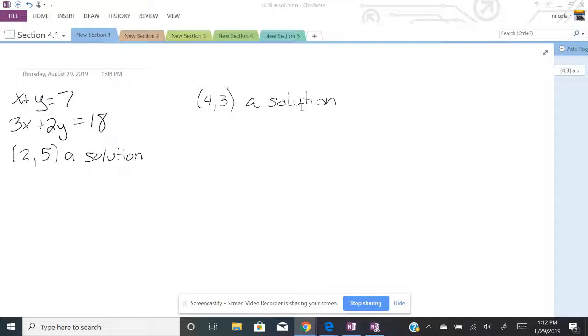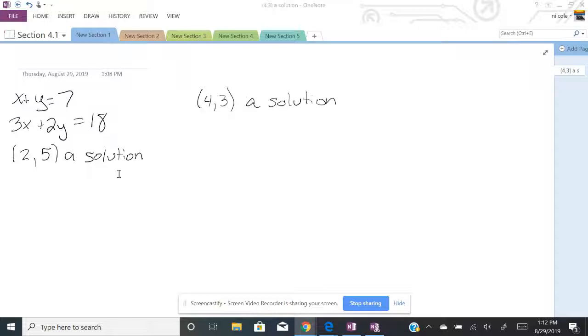This is section 4.1. We are now into the section where we're going to have two equations, two unknowns. So for example, we might have x plus y equals 7 and 3x plus 2y equals 18. And we want to know if that point 2, 5 is a solution.